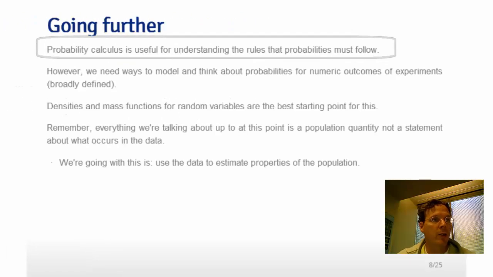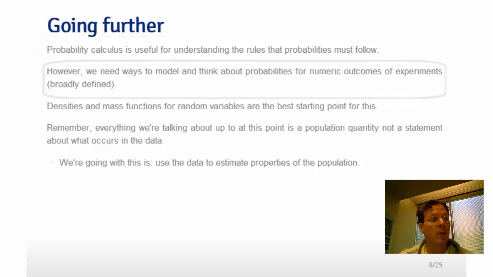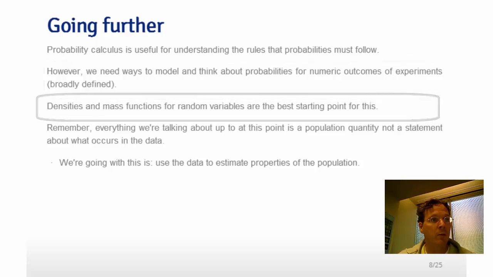So probability calculus is useful for understanding the rules that probability must follow, and forms the foundation for all thinking on probability. However, we need something that's a bit easier to work with for numeric outcomes of experiments, where here I'm using the word experiment in a broad sense. So densities and mass functions for random variables are the best starting point for this, and this is all we will need. Probably the most famous example of a density is the so-called bell curve.